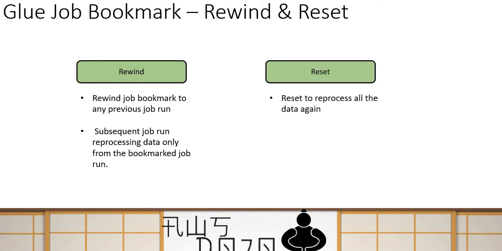And you can also do reset. You do reset when you say, you know what, I'm going to reprocess my data anyway. So I'm resetting everything. I don't care about any previous job bookmark. I'm going to reprocess all my data again. And in that case, you can reset your job bookmark.